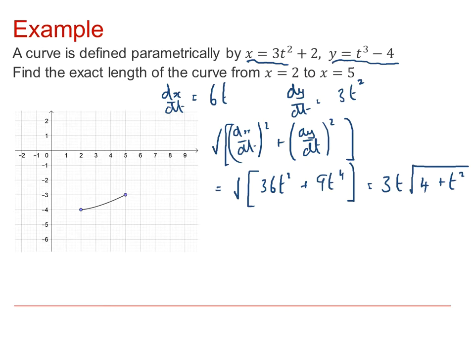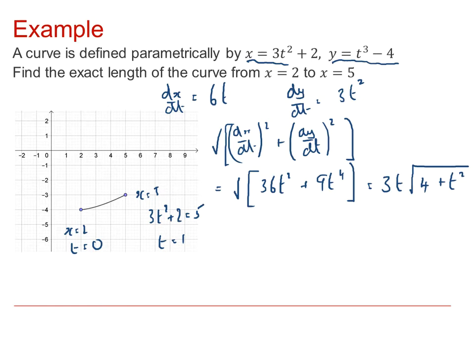The other thing we need to do is to work out our values of the parameter t, because we're given that we want to go from x is equal to 2 up to x is equal to 5. So we need the parameters. When x is equal to 2, we can see that t must be equal to 0. And when x is equal to 5, we've got 3t squared plus 2 is equal to 5, and that gives a value of t is equal to 1. So we've got to go from t equal to 0 up to t equal to 1.